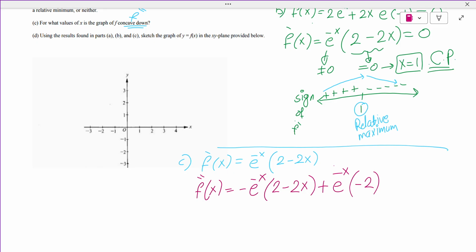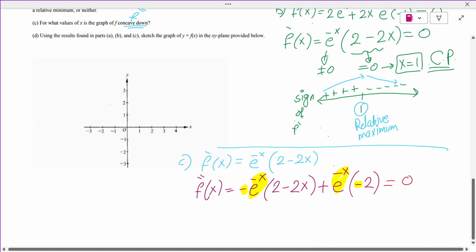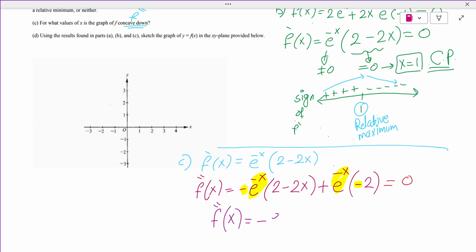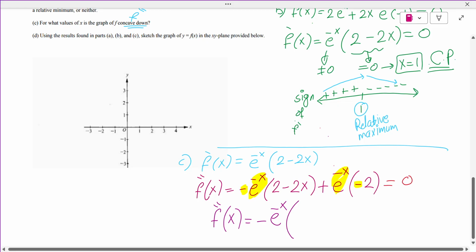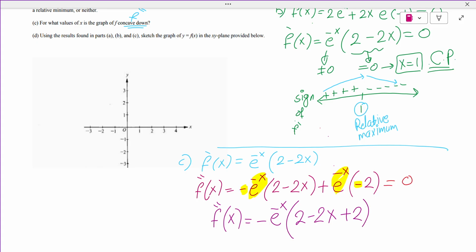To find the interval of concavity, you must set this equal to 0. Notice that there is negative e to the power of minus x in common. I can factor it out easily, right? So f double prime of x is minus e to the power of minus x, which leaves you with (2 minus 2x plus 2). Set it equal to 0.